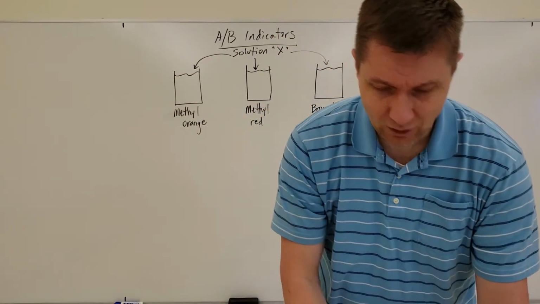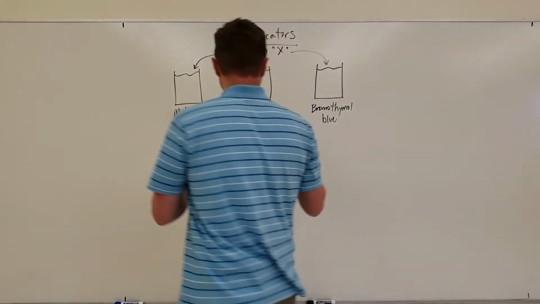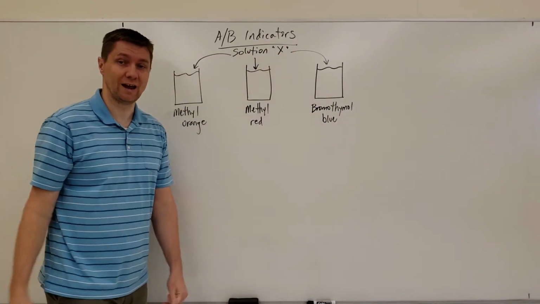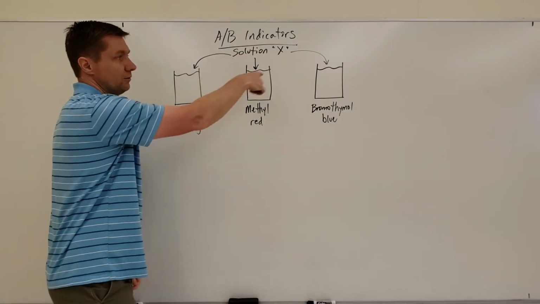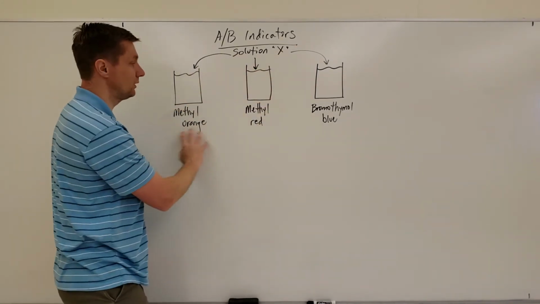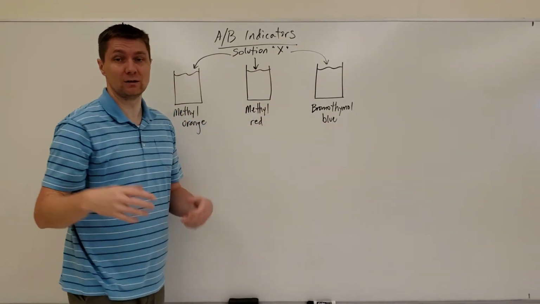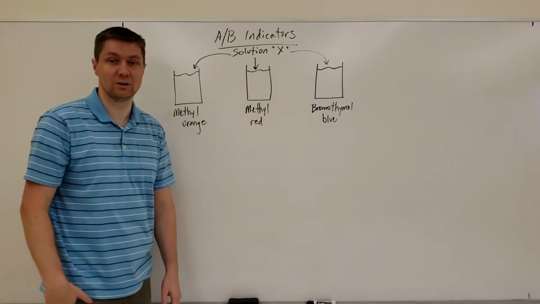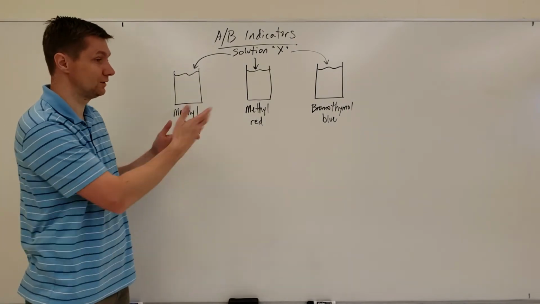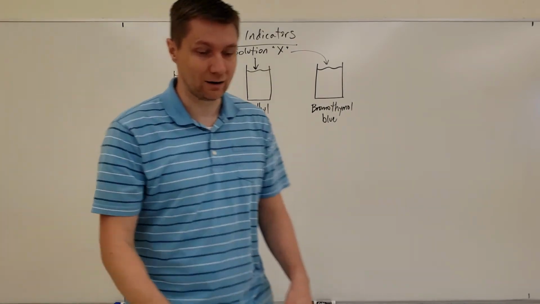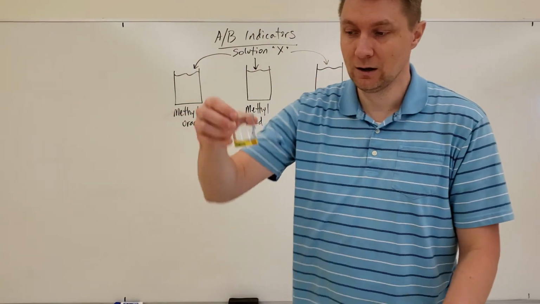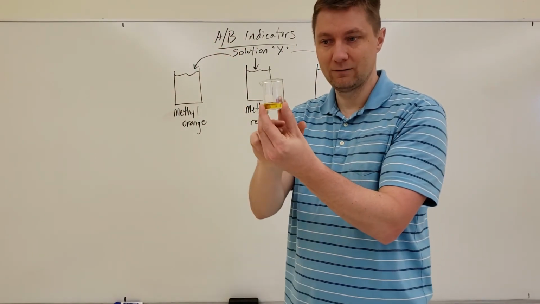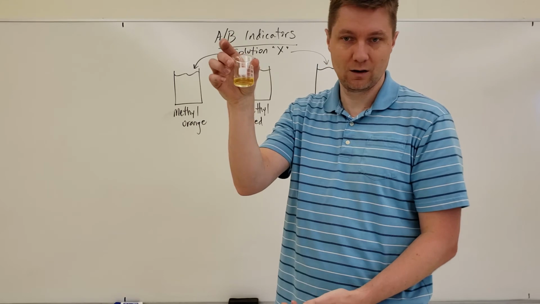Now, I've got an example here of an unknown solution. We'll call it solution X. It's poured into 3 different beakers, and each beaker is tested with a different type of indicator. I've indicated what the acid-base indicators are that are used in each of these 3 beakers, and in fact, I've got them right here. So you can see this is solution X, and inside of this beaker, I've tested solution X with methyl orange.